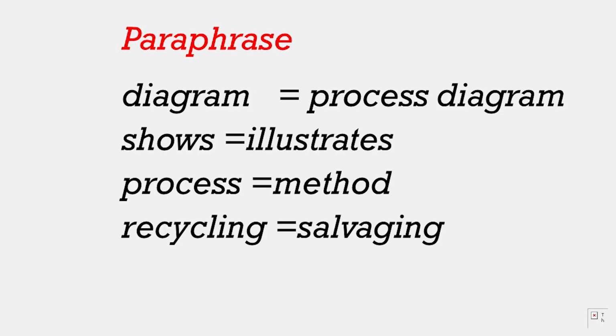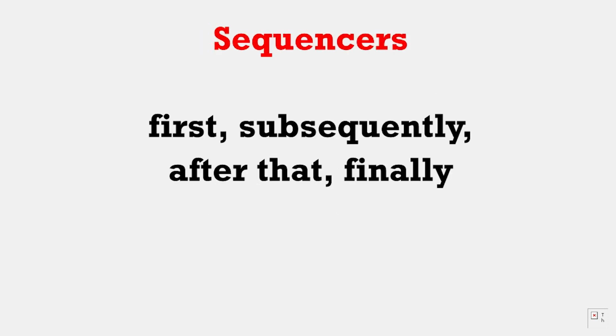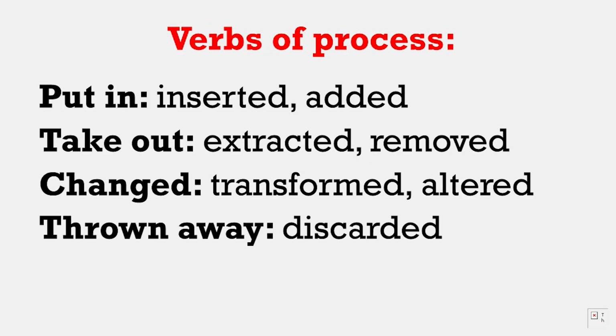You're going to need to build up some vocabulary to do with paraphrasing. Diagram can be process diagram, shows, illustrates, process, method, recycling, salvaging. You need some words for sequencing events, first, subsequently, after that, finally. You need some verbs of process to describe what's going on. We need ways of talking about putting things in, such as inserted, added, or taking things out, extracted, removed, or changing things, transformed, altered, or throwing away things, discarded.